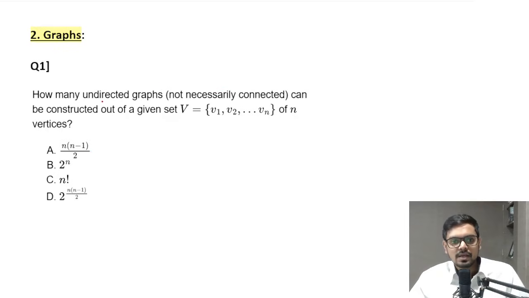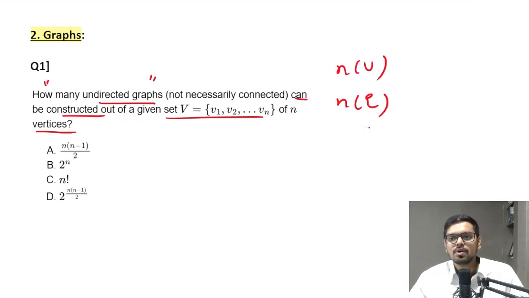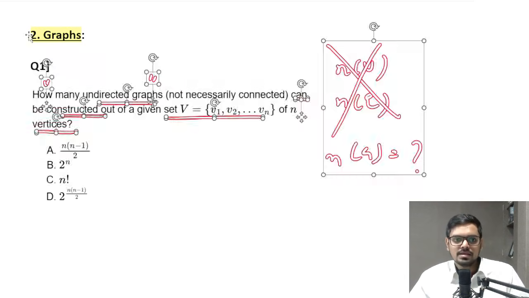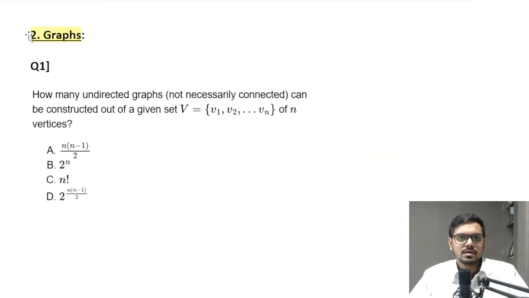They are asking how many undirected graphs can be constructed out of the given vertex set of n vertices. How many undirected graphs? They are not talking about the number of vertices or the number of edges. No, they are asking how many graphs. This is what they are asking. To solve this kind of question, my way is again not going by the generalization. My way is using the example substitution trick to eliminate the options and apparently reach the answer. I will do that. And if you want, you can use the probability technique to get the answer as well.